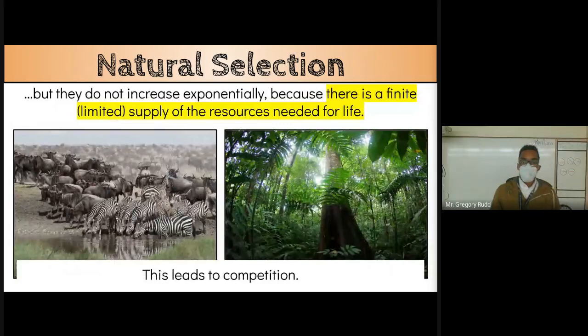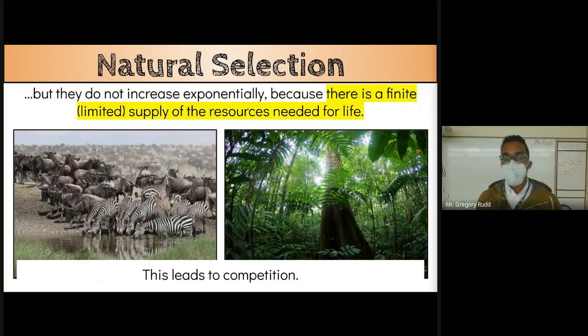In fact, in most cases, they cannot increase exponentially, or at least they don't do so forever, because there is a finite supply of the resources needed for life. There's a limited supply. So in the image on the left, we see zebras and some other species trying to get to this really small watering hole somewhere probably on the African continent. So of course, all species need water to survive. We need water for cellular respiration. But there's a limited supply of water. So that limits the number of individuals within a population.